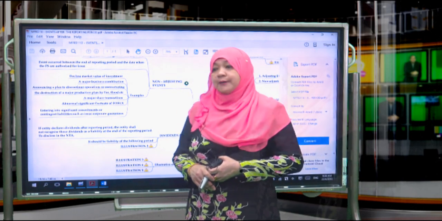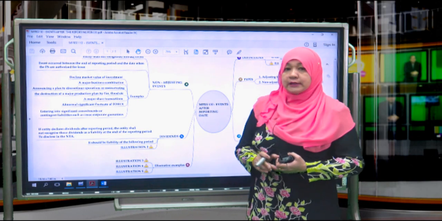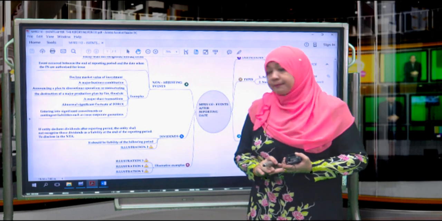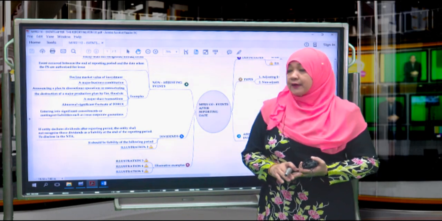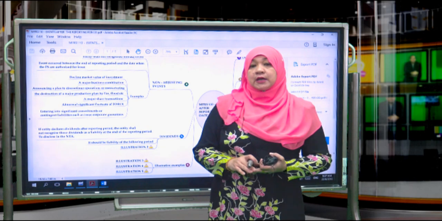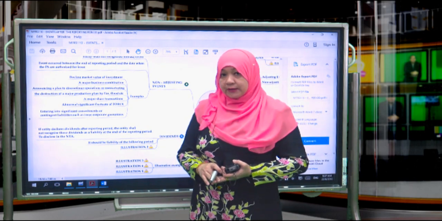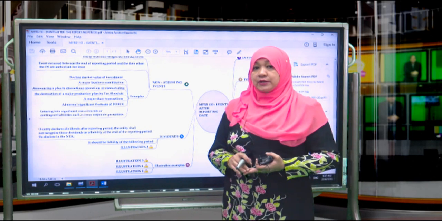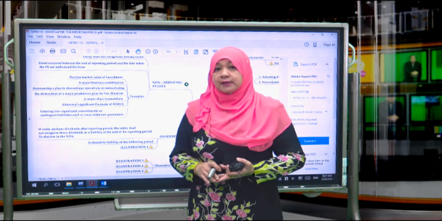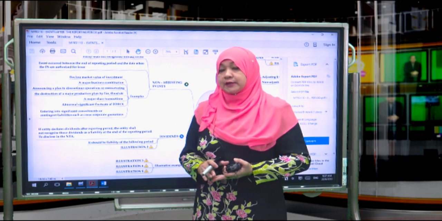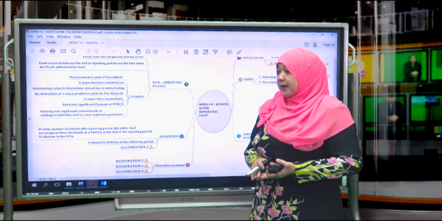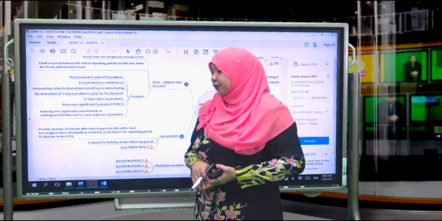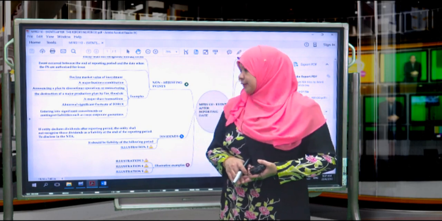For dividend, as I mentioned before, a company may declare the dividend after the financial reporting period. If the company declares the dividend after the reporting period, what they need to do is disclose it in the notes to the accounts. They do not need to recognize this dividend as a liability in the financial reporting period, but they do need to recognize it as a liability in the next financial reporting period, as dividend payable.